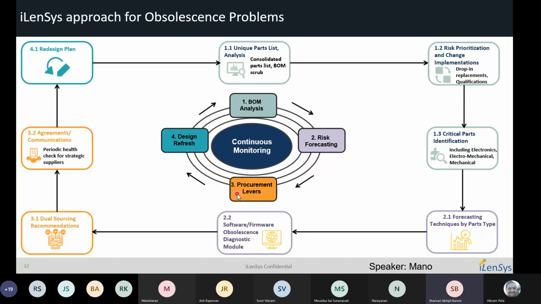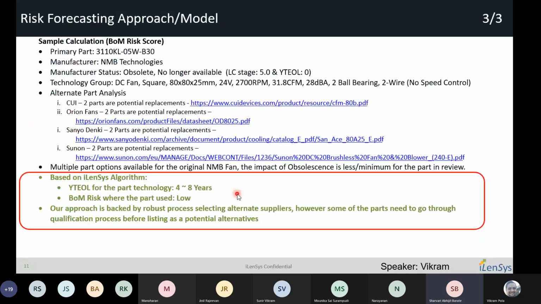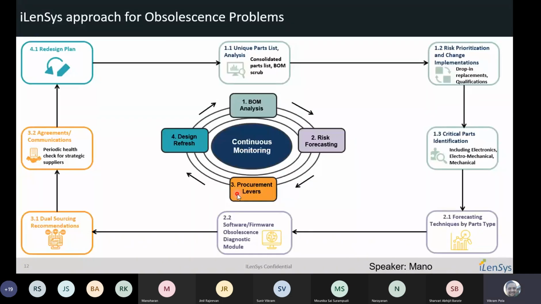Vikram, actually, there is one question related to this Y to end of life period. The question is, can you elaborate more on methods used to determine Y to EOL period? Right, I will answer at the end. Sure, no problem. Thank you. I'll look into the questions. Right, Mano, over to you. Yeah, thank you, Vikram.